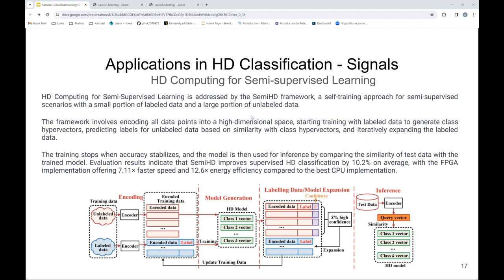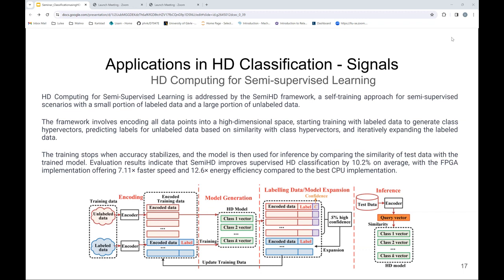So this framework involves encoding all data points into the high dimensional space we discussed earlier, starting the training with the labeled data that are available to generate class hypervectors, predicting the class of unlabeled data, as discussed in the previous slides, based on similarity with class hypervectors, and then iteratively expanding the labeled data as new knowledge is produced. The training stops when the accuracy is stabilized and everything has converged. The model is then used for inference by comparing the similarity of the test data with the training model.